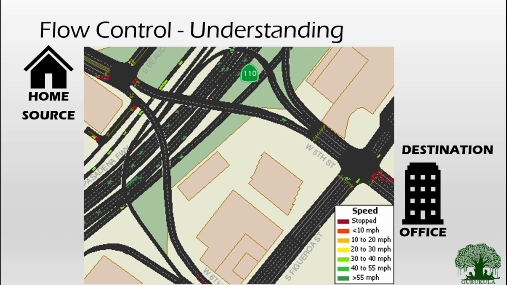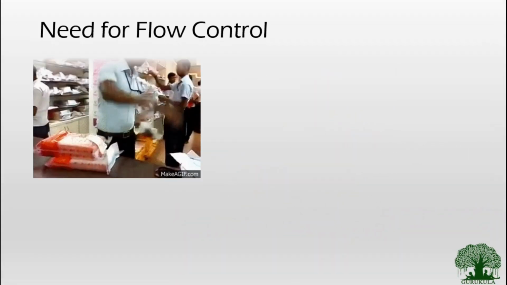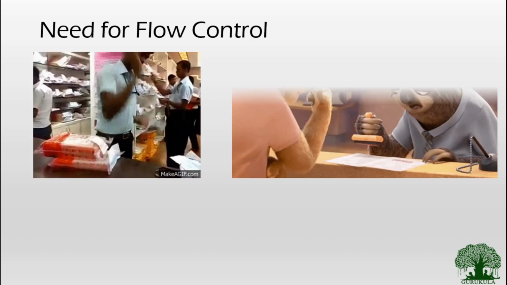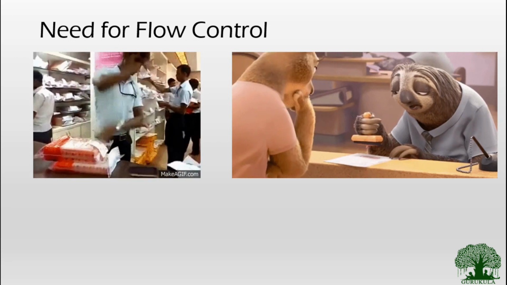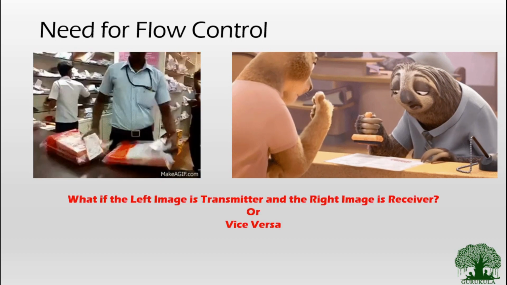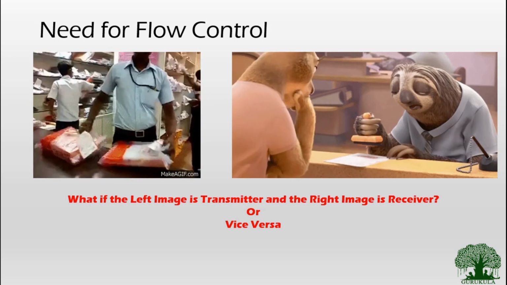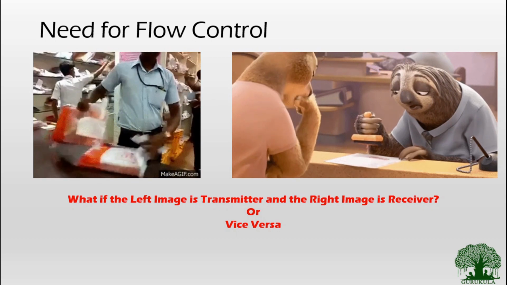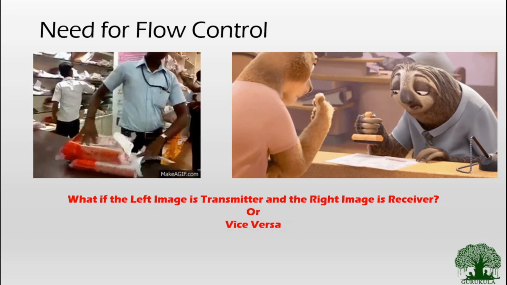And not only this, we also have another good reason to implement the flow control mechanism. Let us consider that this is the scenario of one case, and let us assume that this is the scenario for the second case. Now the viewers are expected to assume that the left image is a transmitter and the right image is a receiver, and you can clearly observe that the left image is processing the information at a faster rate and the right side image is processing the information very slowly.